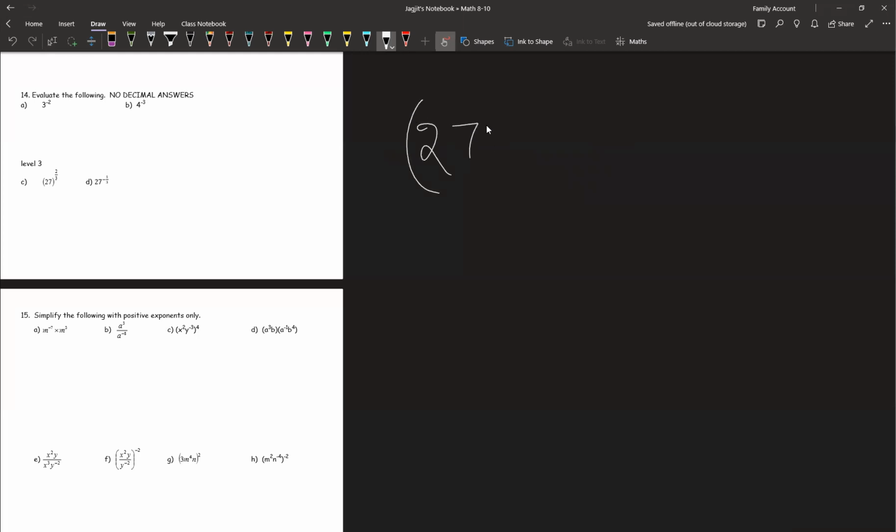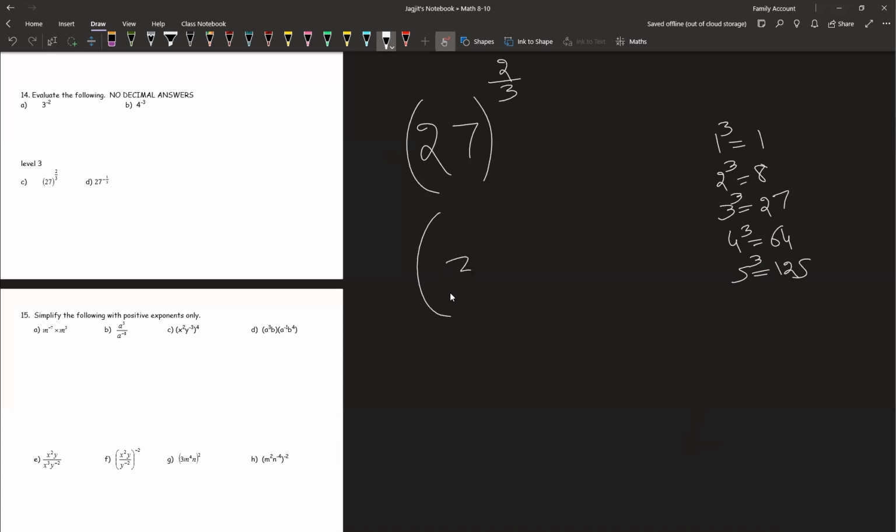They've given us 27 to the power 2 over 3. Okay, anytime you see exponents which are fractions, I want you to focus on the denominator. Denominator is 3. Now you got to ask yourself, can I write 27 as a power of 3? And for that, guys, you need to know your cubes. 1 cube is 1, 2 cube is 8, 3 cube is 27, 4 cube is 64, 5 cube is 125. That means cube root of 8 is 2. Cube root of 27 is 3. Cube root of 64 is 4. So you should recognize that 27 can be written as 3 to the power 3.